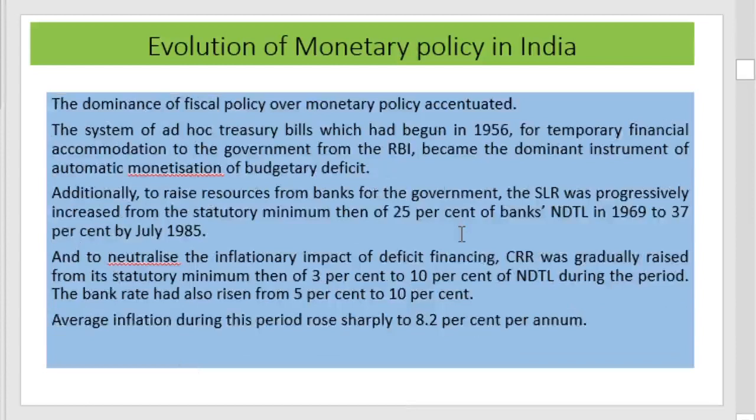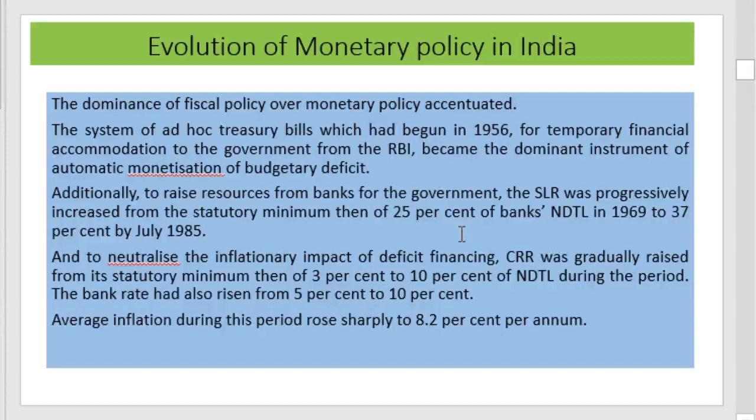And the system of ad hoc treasury bills, which had begun in 1956 for temporary financial accommodation to the government from RBI, became a dominant instrument of automatic monetization of the budgetary deficit. That is, ad hoc treasury bill was accepted as a monetizing tool for the government.